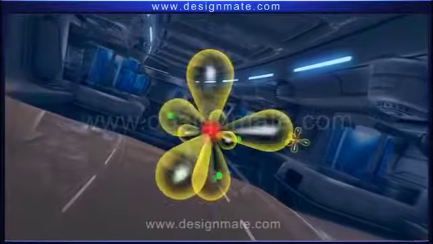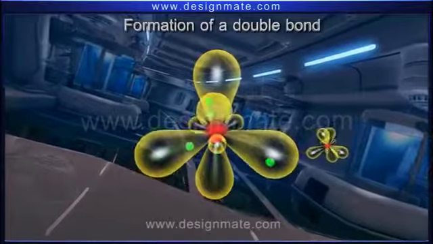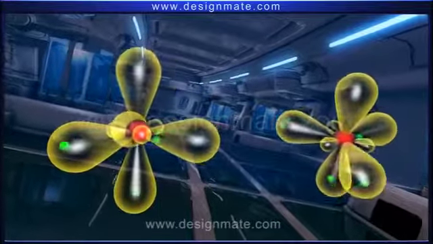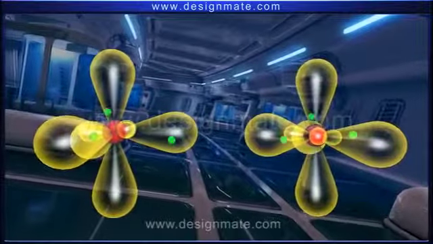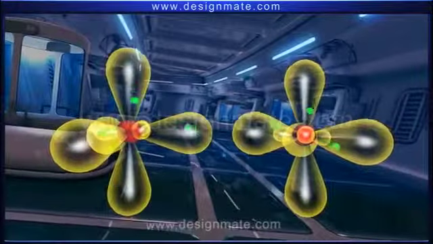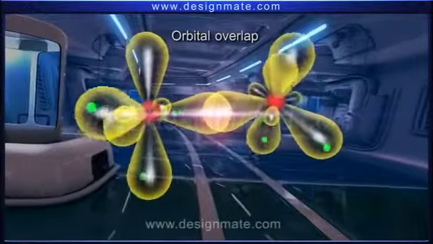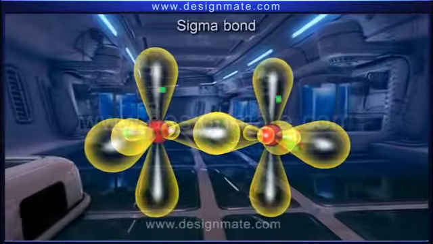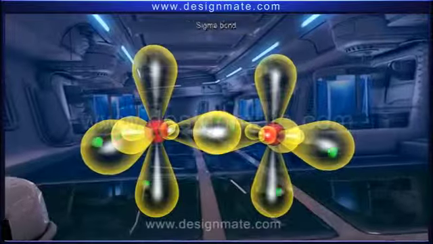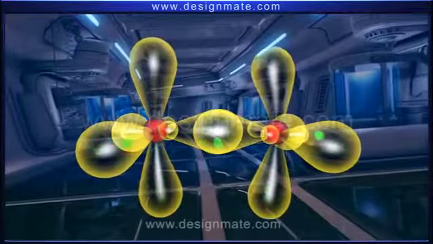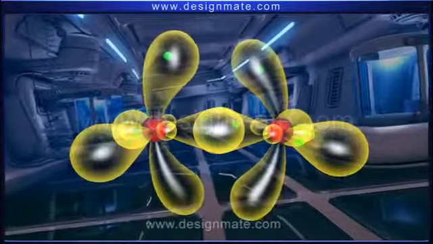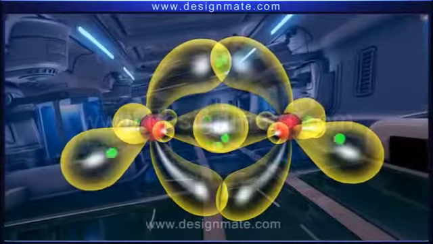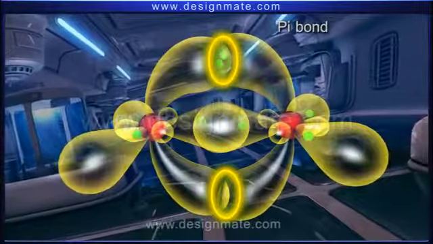Now, let us understand how this hybridized state results in the formation of a double bond. For this, imagine a similar sp2 hybridized carbon atom approaching this carbon atom. As these atoms come closer, an orbital overlap takes place along the internuclear axis. This bond is called a sigma bond. At this stage, the unhybridized p orbitals, which lie above and below the plane of the sigma bond, also come very close to each other and overlap laterally, resulting in the formation of a pi bond between the two carbon atoms.